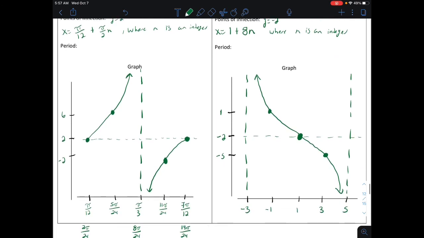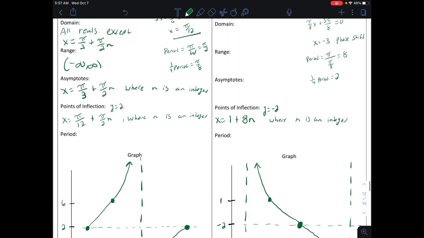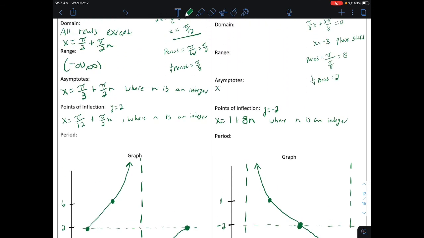We have vertical asymptotes at -3 and 5. So I'll write those two. We have vertical asymptotes at x is equal to -3 and x is equal to +5. You see the gap in between those two is 8 units as well. So we can write an equation that we'll have vertical asymptotes at x is equal to -3 plus 8n, where n is an integer.